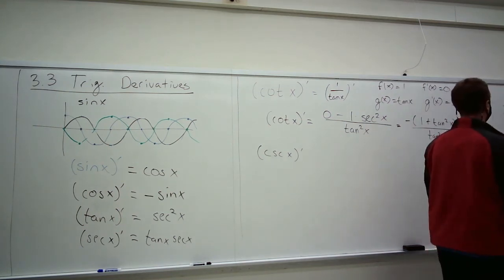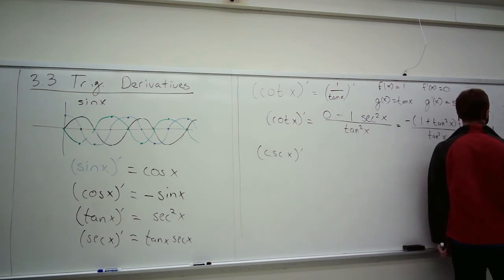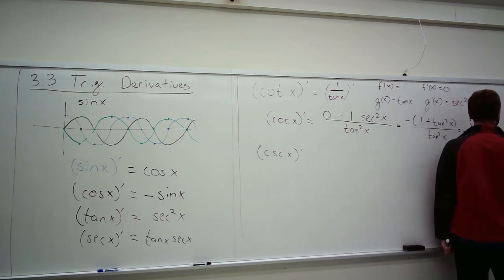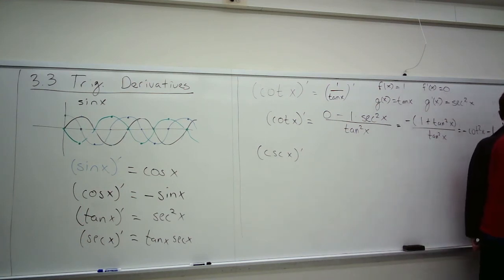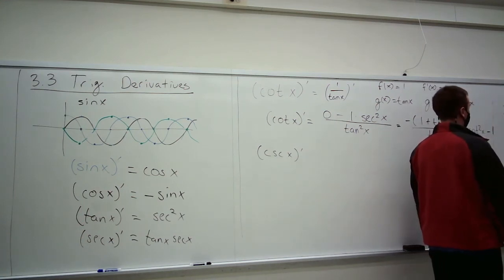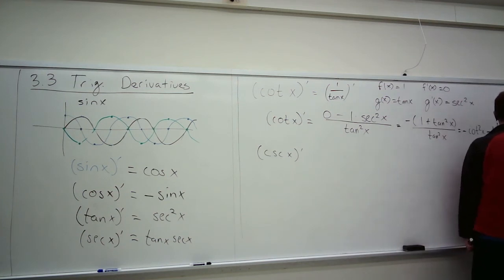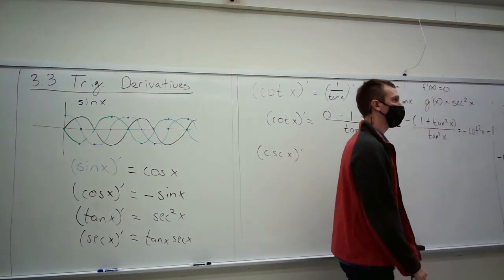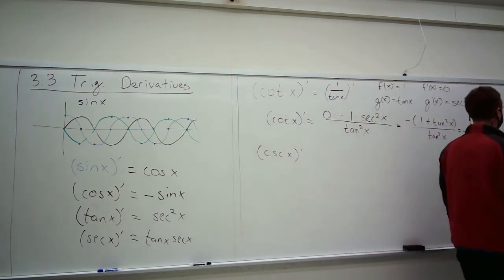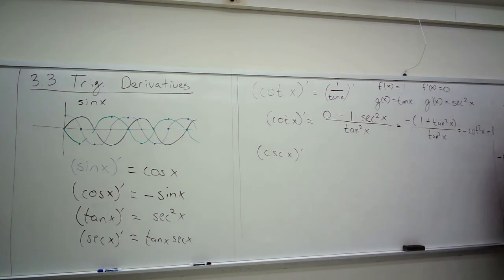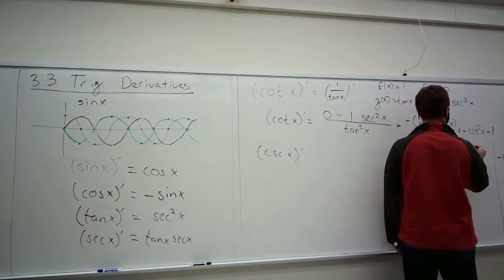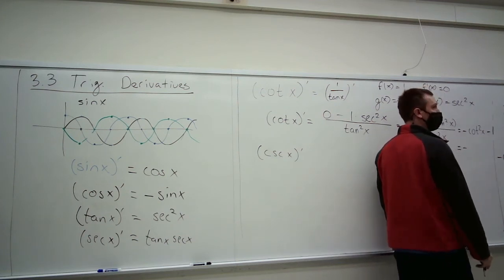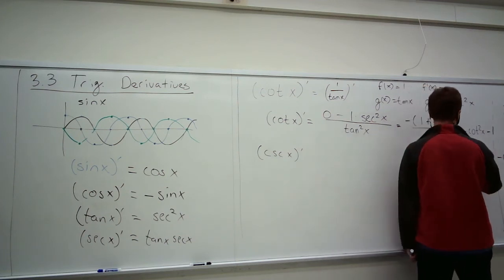Cosine squared over sine squared is cotangent squared. Sine squared over sine squared is 1. If I throw a negative sign in front of this, that's exactly what I have here, which means I just need to throw a negative sign over here, and I can tell you exactly what this is. Negative 1 over sine squared, negative 1 over cosecant squared.